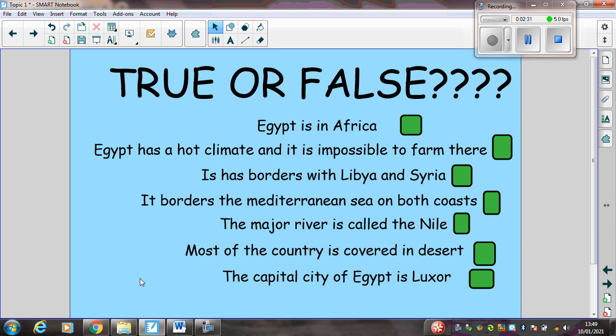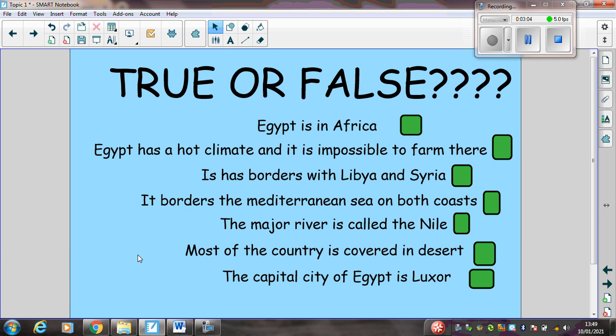Egypt has a hot climate and it is impossible to farm there. True or false? It has borders with Libya and Syria. True or false? It borders the Mediterranean Sea on both coasts. True or false? The major river is called the Nile. True or false? Most of the country is covered in desert. True or false? The capital city of Egypt is Luxor. True or false? So just write your answers down.